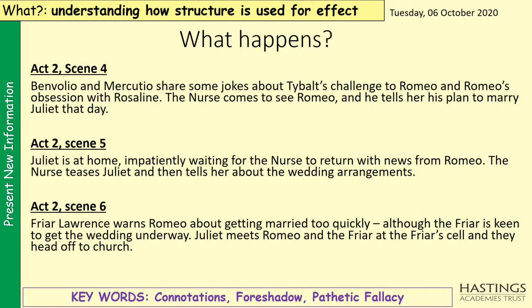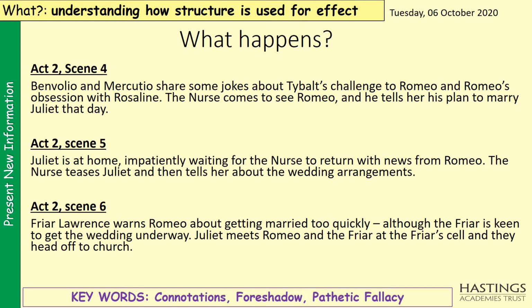In Act 2, Scene 4, Benvolio and Mercutio share some jokes about Tybalt's challenge to Romeo and Romeo's obsession with Rosaline. So they're joking around at the beginning, and then the nurse comes to see Romeo and he tells her of his plan to marry Juliet that day. Remember the scene just before this one, Romeo has agreed with Friar Lawrence that he's going to marry Juliet.